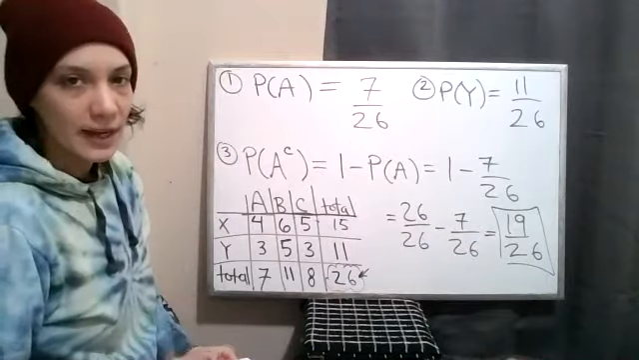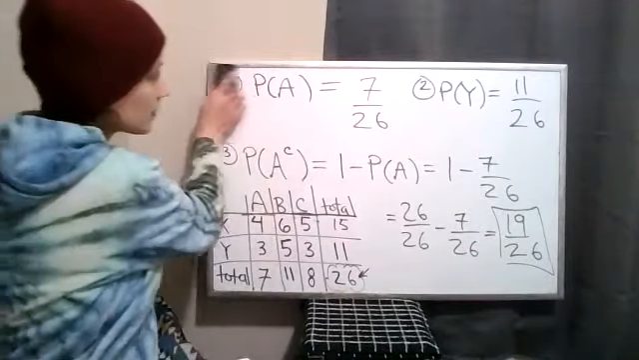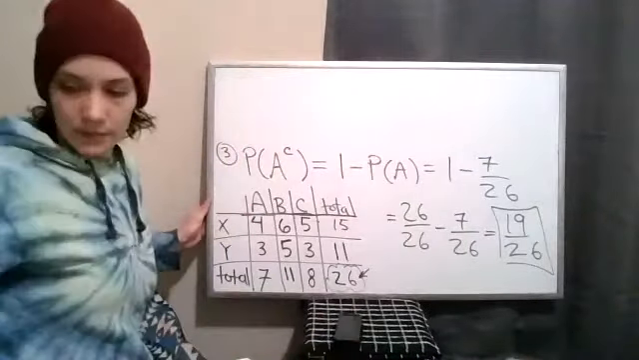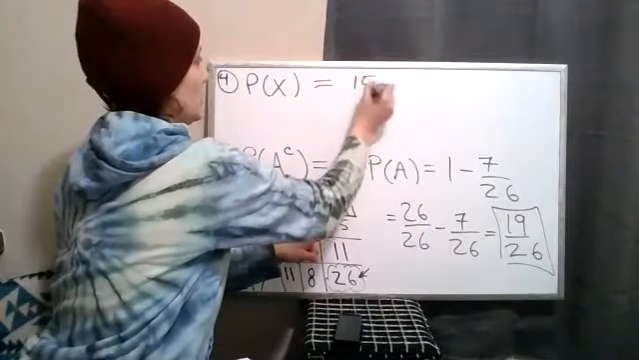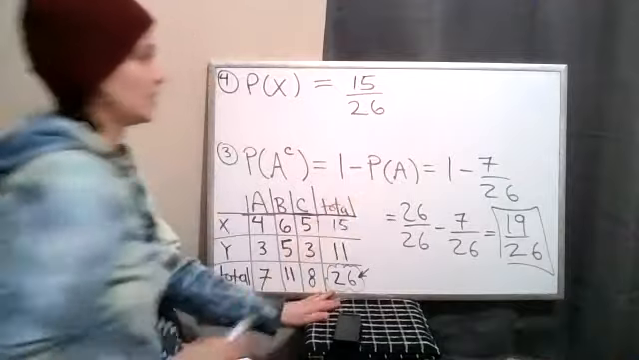Next, the probability for X. Your event X has a total number of elements being 15. And then get the probability by dividing by the number of elements in S.